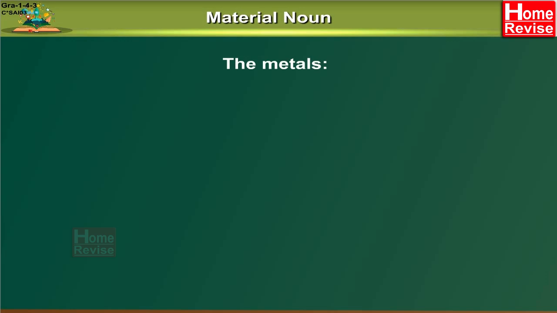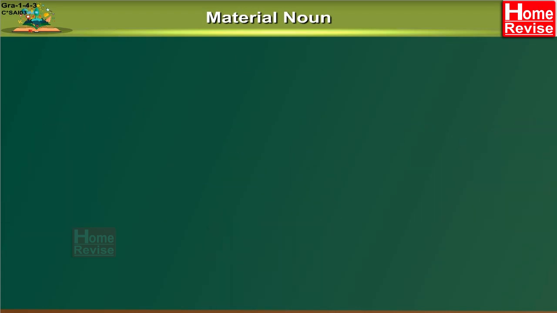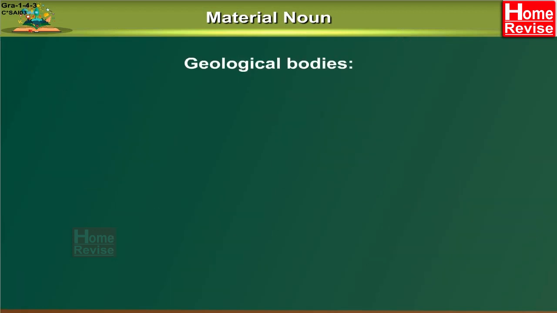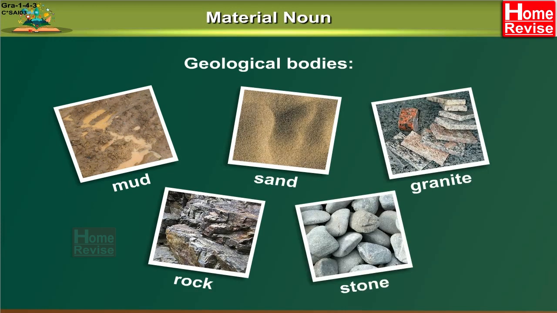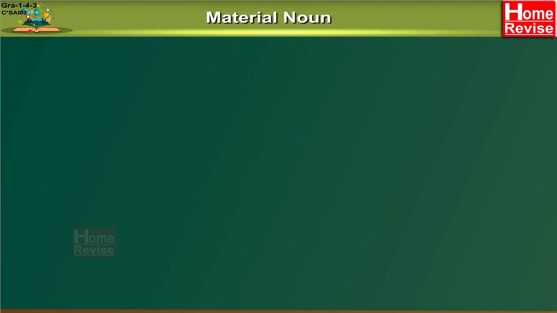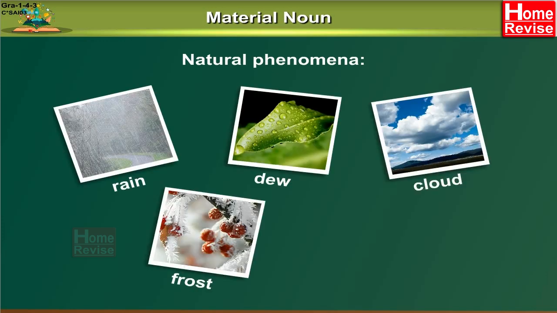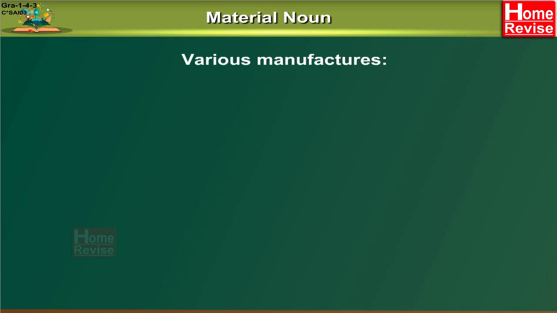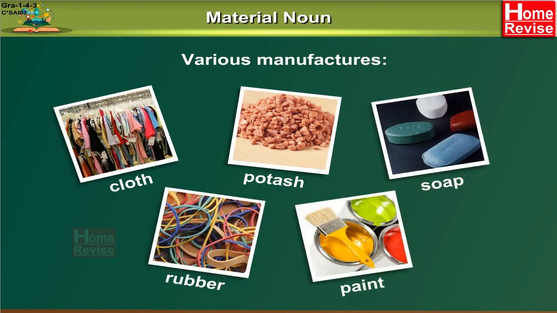First, the group of metals like iron, gold, platinum, etc. Second, products spoken of in bulk like tea, sugar, rice, wheat, etc. Third, geological body like mud, sand, granite, rock, stone, etc. Fourth, natural phenomena like rain, dew, cloud, frost, mist, etc. Fifth, various manufactures like cloth, potash, soap, rubber, pen, etc.